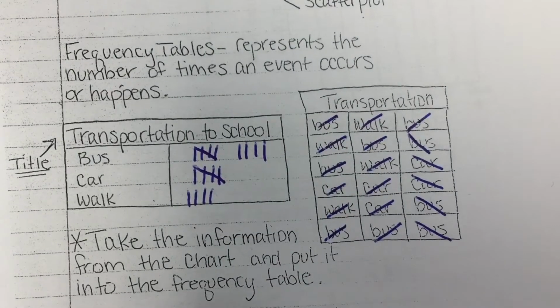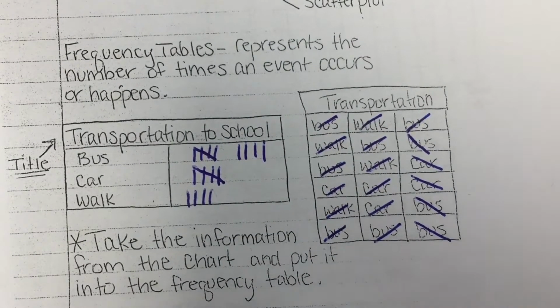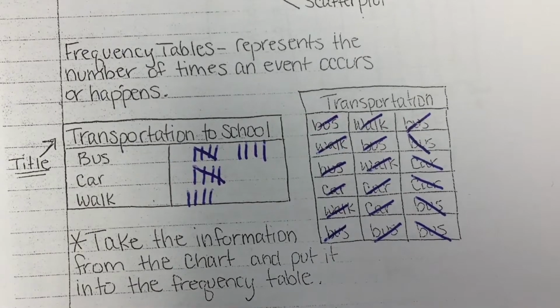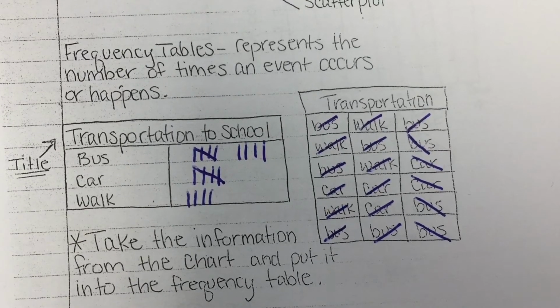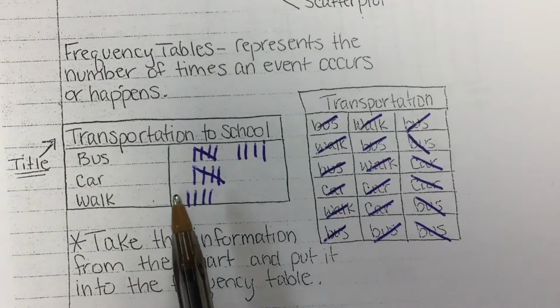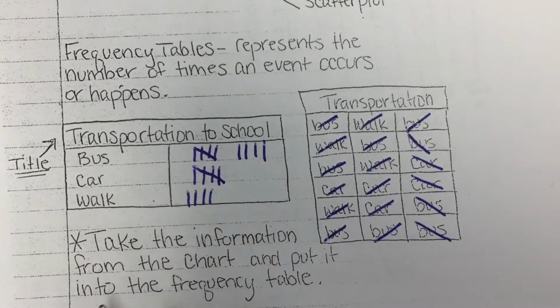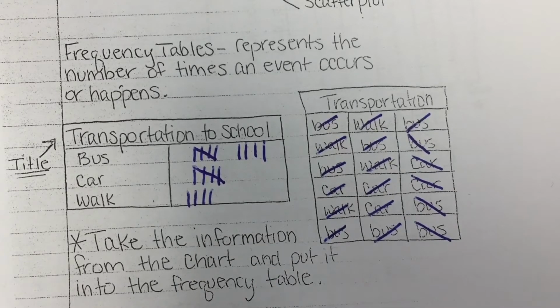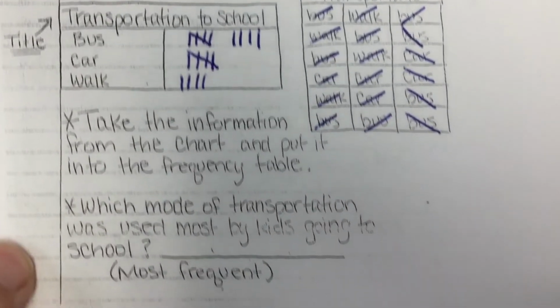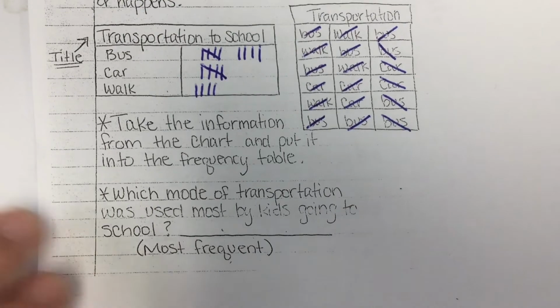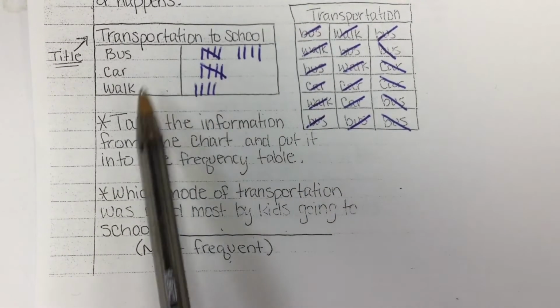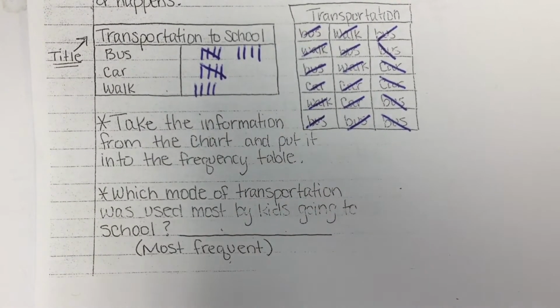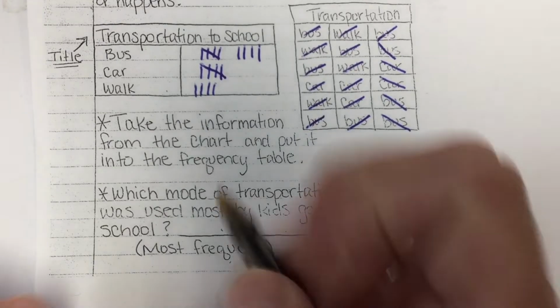So that's the easiest way to not lose track of where you've put things already and which ones you've already marked off. All right. So what we're looking at is how many times did each one happen. So we're going to take that information from the chart and put it into the frequency table like we've already done. And then it says which mode of transportation was used most by kids going to school. Well, now that I have my frequency table done, it's easy to look at and go, oh, that's easy, that's bus.